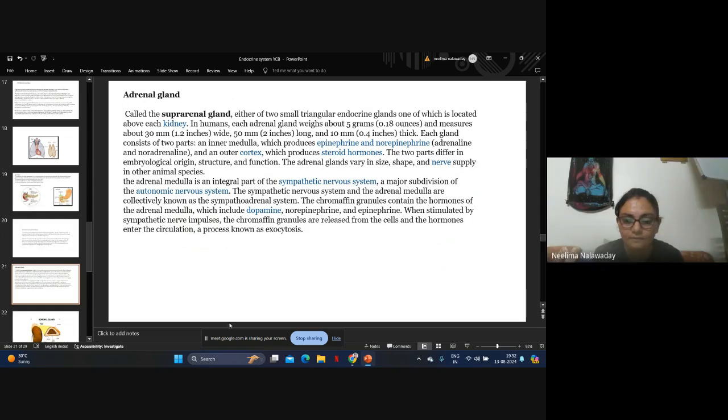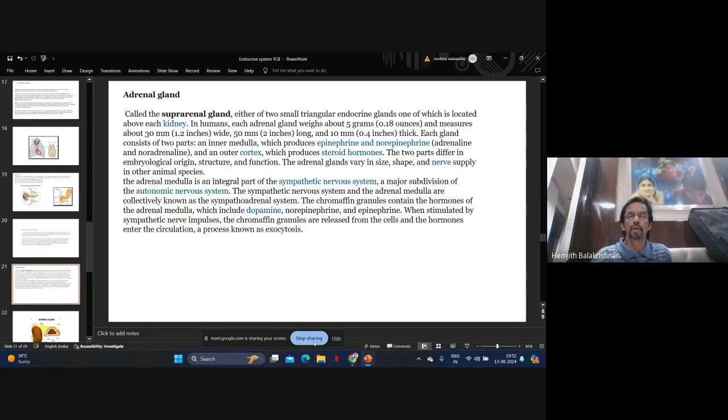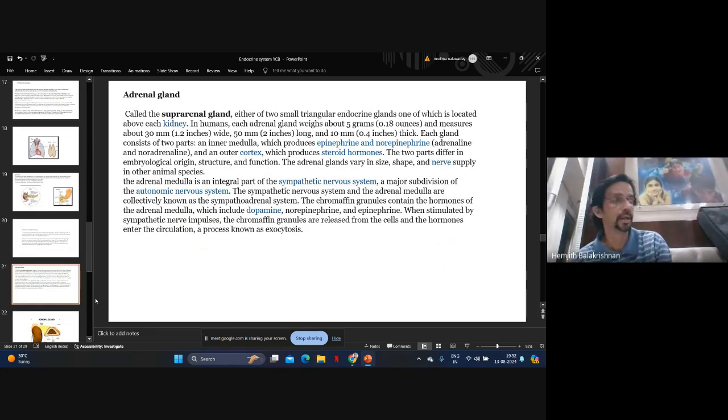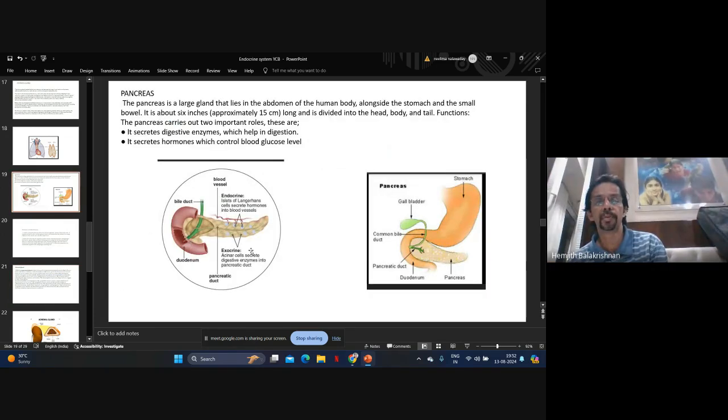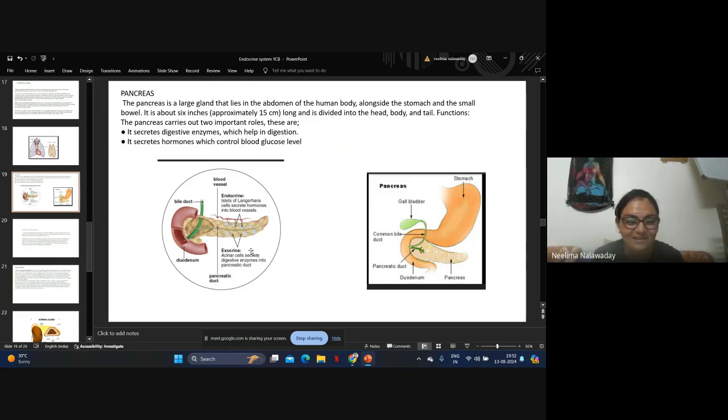Doctor, how many islets of Langerhans are there? I think around 1 million, no? Yes, around that. Because most of the diabetic practices are based on that. Yeah, it's based on that.